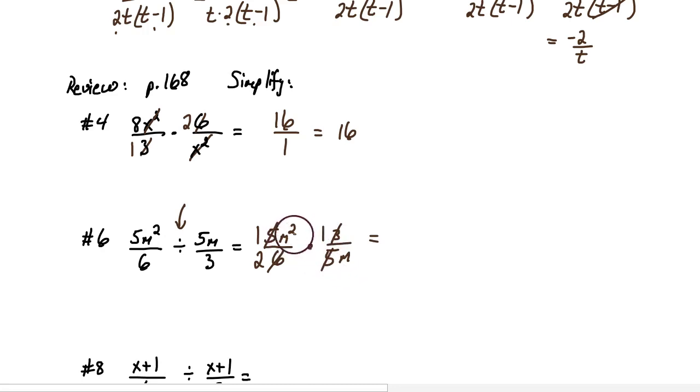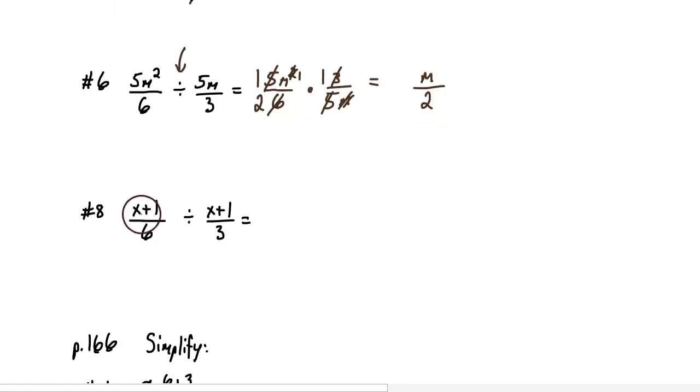Can you cancel any m's? There's more m's in the top, so when you reduce them, the leftover m's will be in the top. This single m cancels one of those away, making a new exponent of 1. It looks like in the top we have an m, and in the bottom there's a 2.